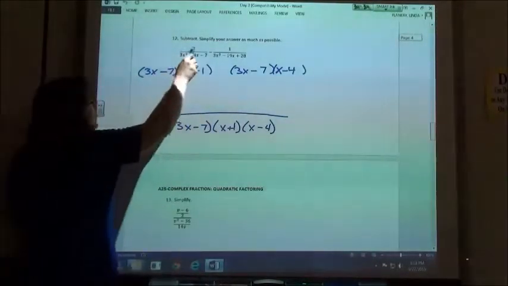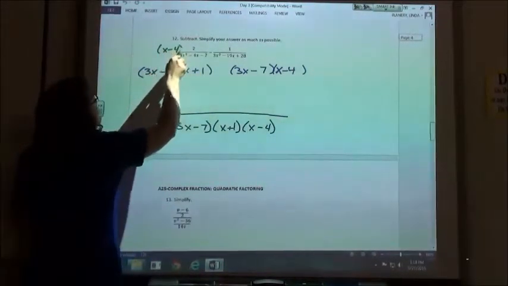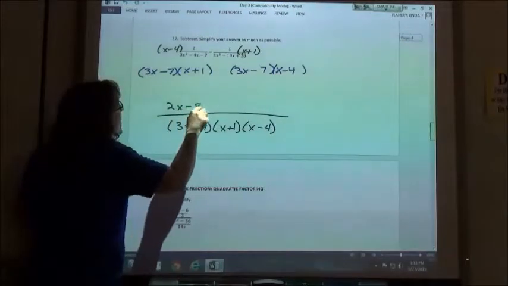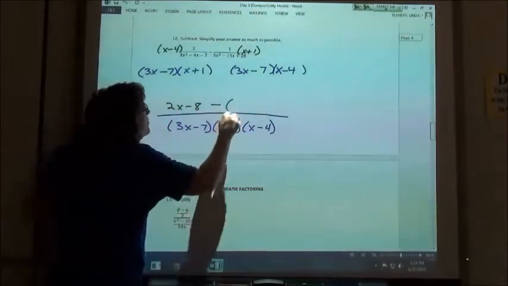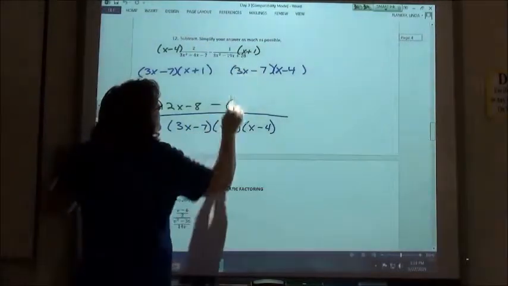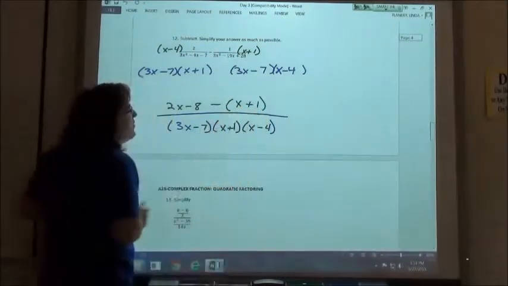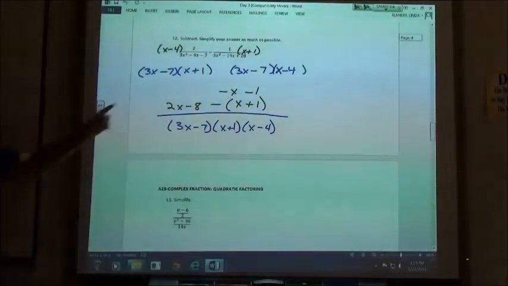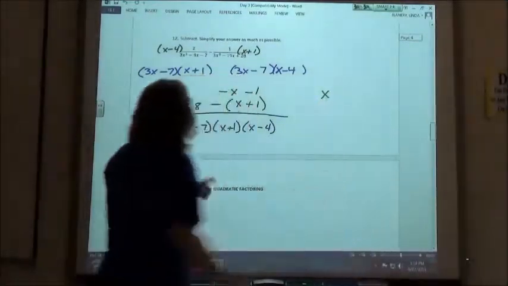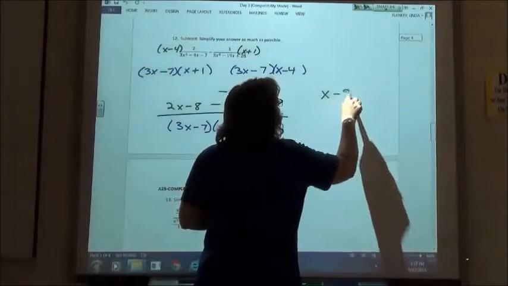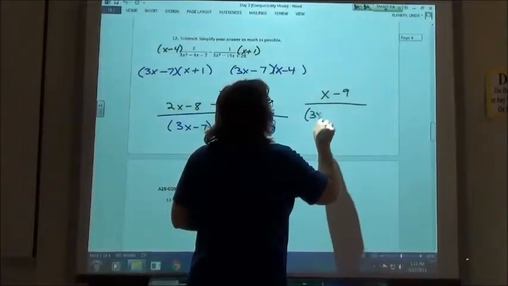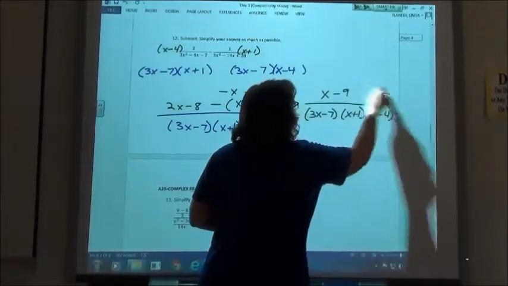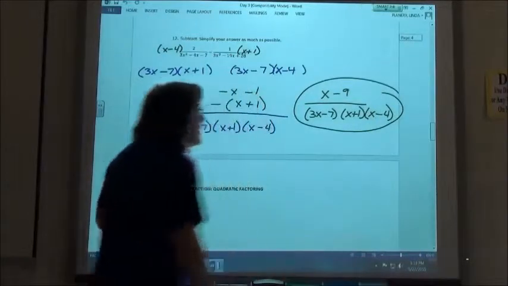So on the first one here, we're going to multiply by the x minus 4. And on the second one, we have to multiply by the x plus 1. So we have 2x minus 8. Now this one has the minus sign, so we have to remember to put our parentheses there. And 1 times x plus 1 is x plus 1. But then we have to distribute that, so it's going to be negative x minus 1 when we get rid of the parentheses. So 2x minus x is x. Negative 8 minus 1 is minus 9. And then our denominator, 3x minus 7, x plus 1, and x minus 4. And all of that then is going to go in for your answer.